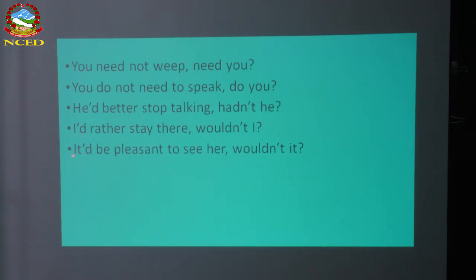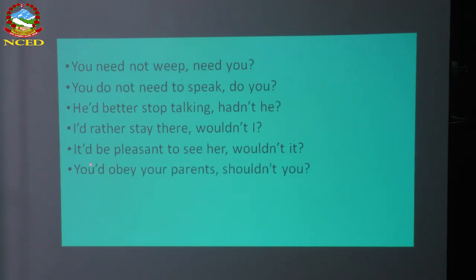Apostrophe D. Okay, it'd be pleasant to see her, wouldn't it? So before apostrophe D before verb 1 is also would. That is also would. So it would be pleasant to see her. The statement is it would be pleasant to see her. That's why the tag is wouldn't it. Okay. Let's move to next.